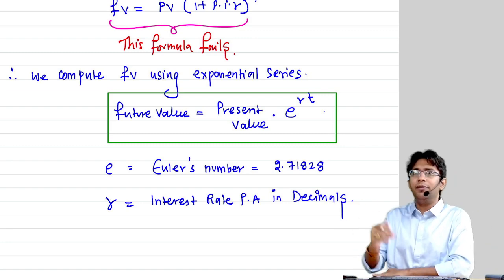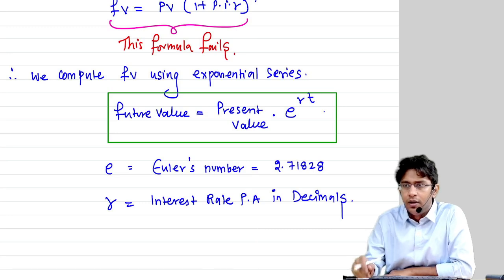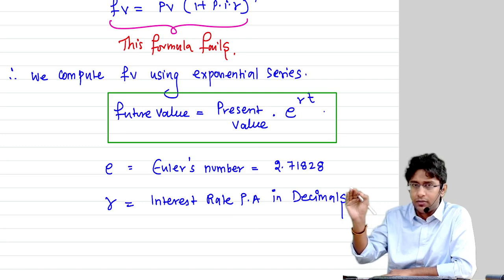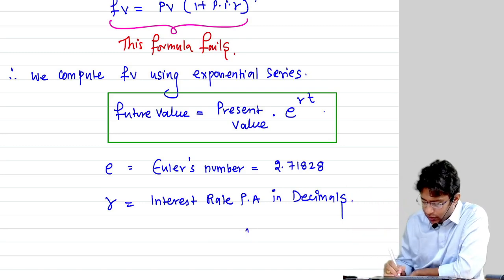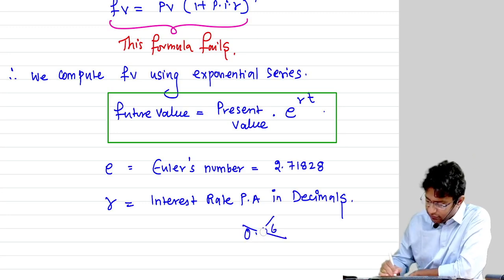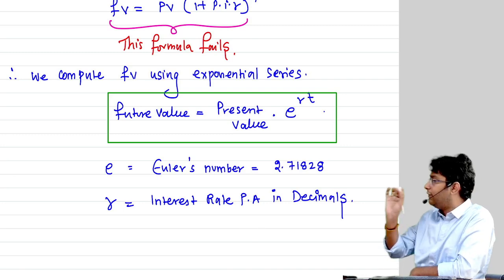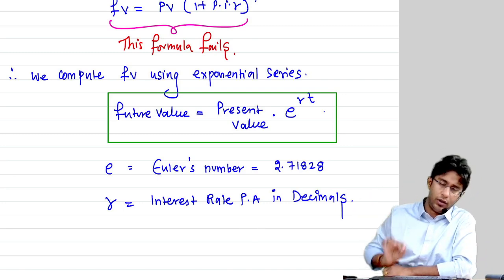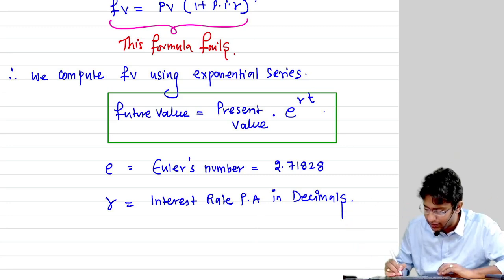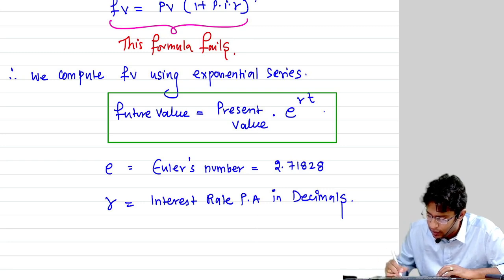So if I tell you that I am investing for 6 months with continuous compounding, you will take 0.12 only. You are not going to take 0.06. That is wrong. Don't take 0.06. It will be 0.12 only. R always will be the per annum interest rate only. Even if you are investing for 3 months, 6 months, or 9 months, the interest rate will always be on a per annum basis.